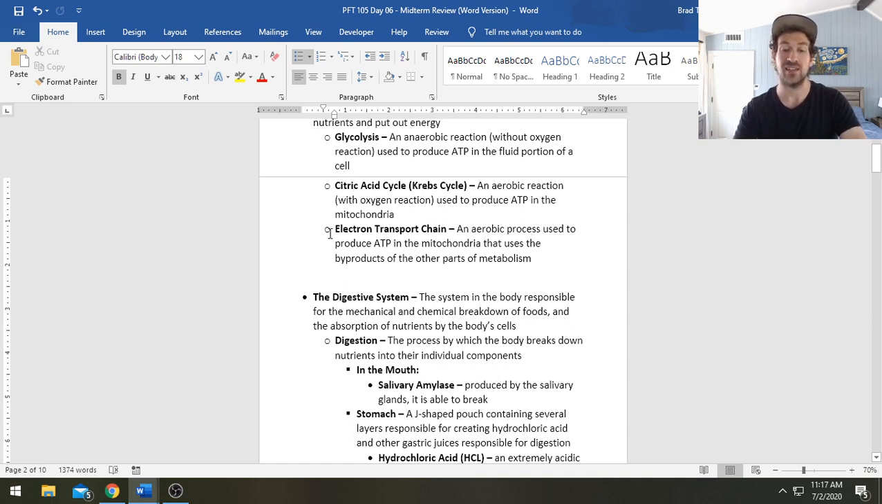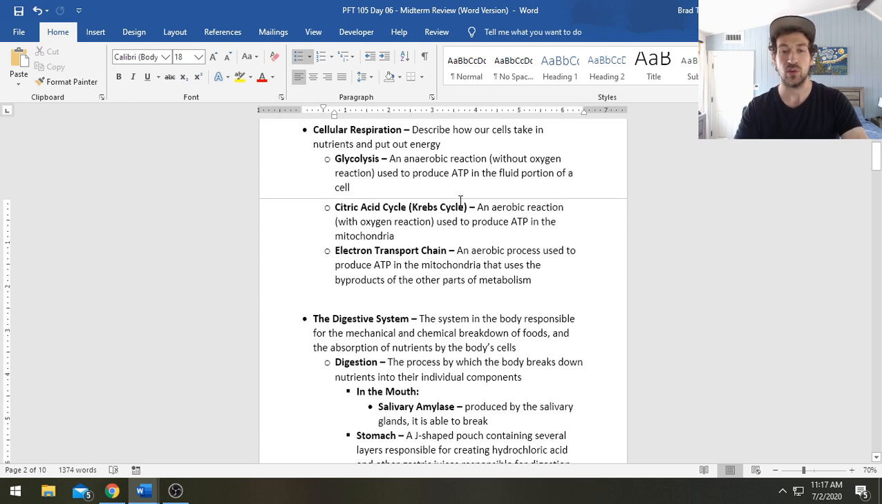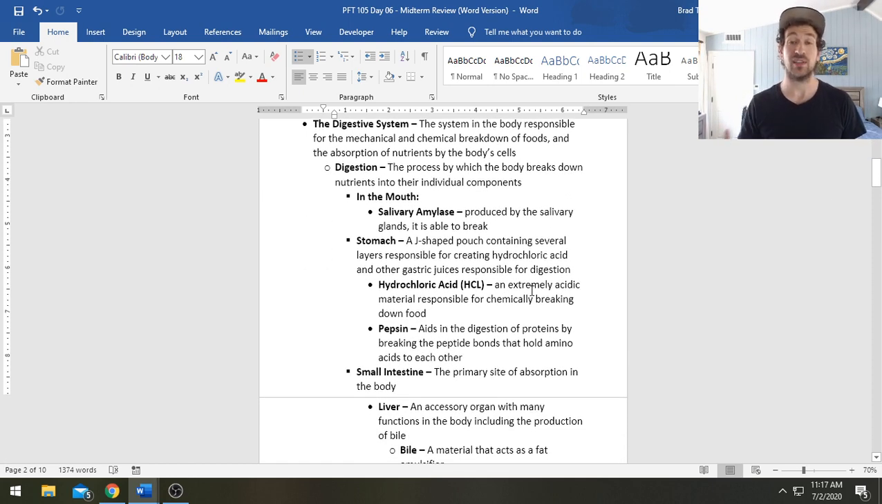And that NAD and FAD is going to go through a process called the electron transport chain, which is another aerobic process that also relies on the byproducts of the system before it in order to spit out a whole bunch of ATP. So that describes why it's so important for us to breathe oxygen and why it's so important for our cells to breathe oxygen as well. Now, the other nutrient we talked about was glucose, right? We have to have a system that breaks down glucose, and we also need proteins and fats and stuff like that to make new cells.